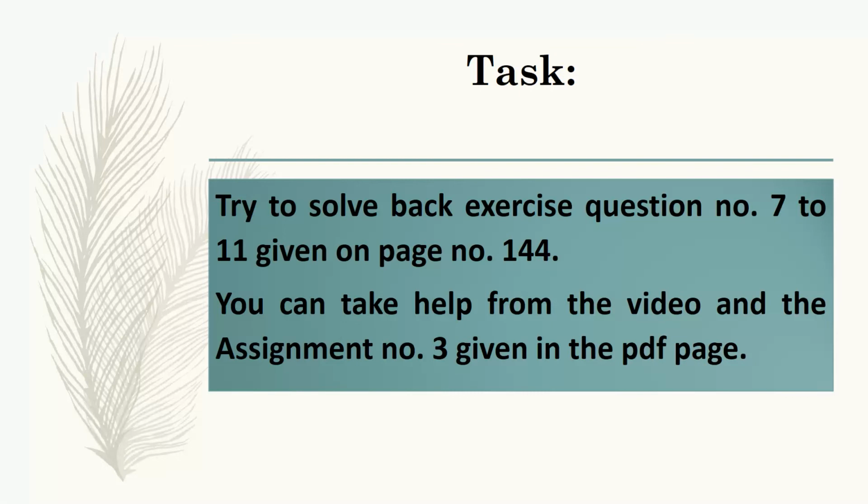And here is the task for you. Try to solve the back exercise, questions number 7 to 11, given in your NCERT book, page number 144. You can take help from the video and also from assignment number 3 given in this PDF. I have discussed these questions there also.